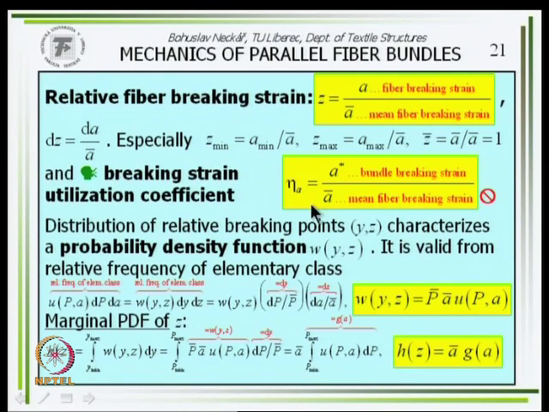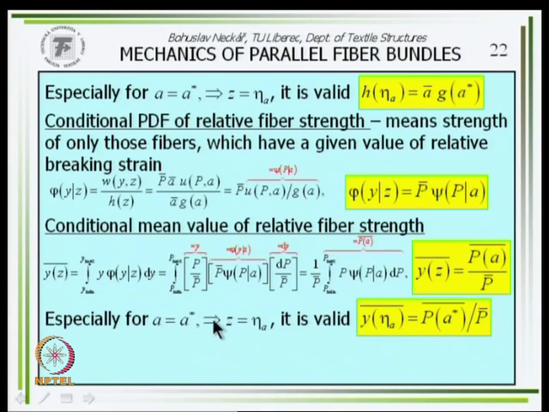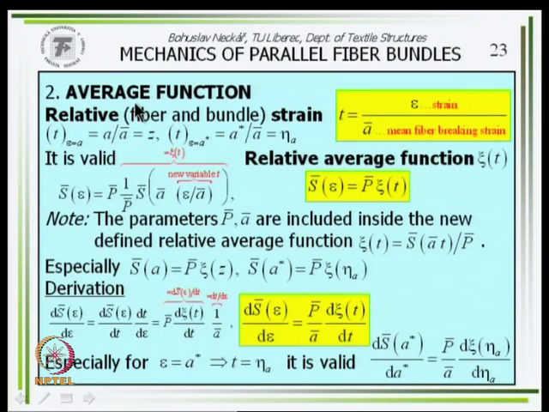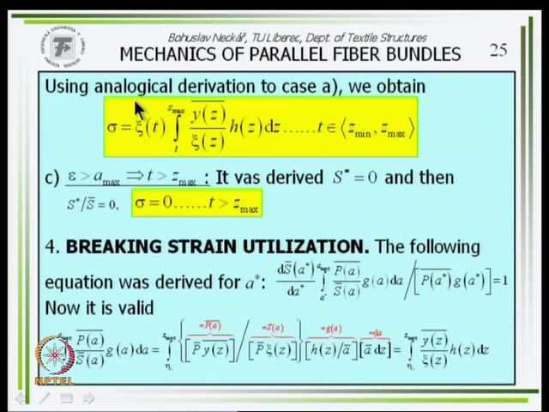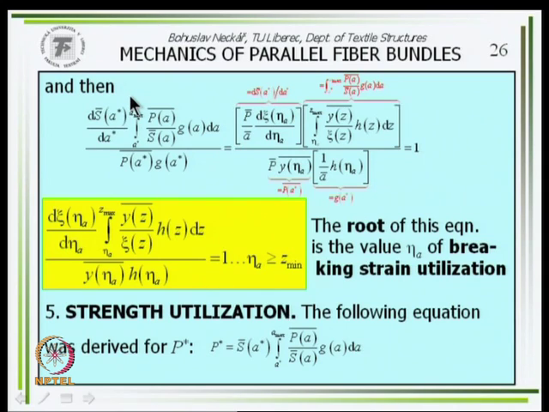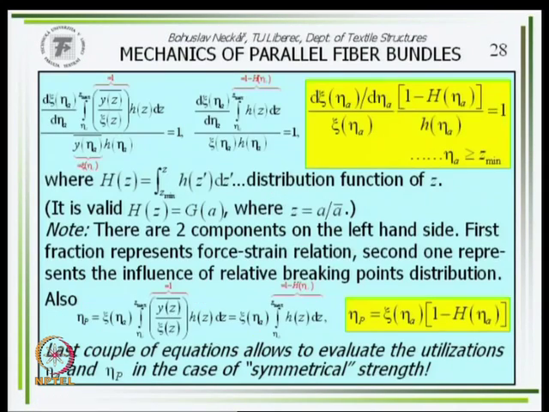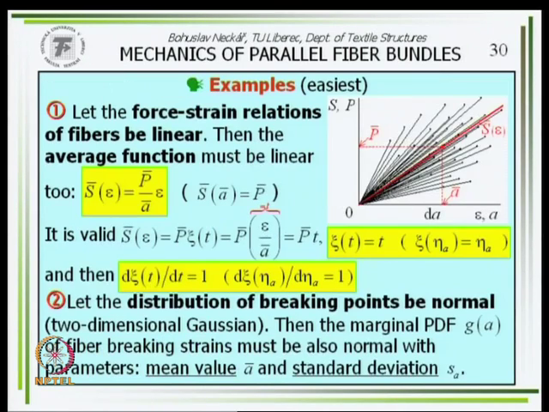The second, which I want to say to you, is the breaking strain utilization coefficient, which is similarly eta A: the bundle breaking strain divided by the mean fiber breaking strain. Well, here is a lot of slides which rearrange our equations and say what is what. And we came to a theoretical example.